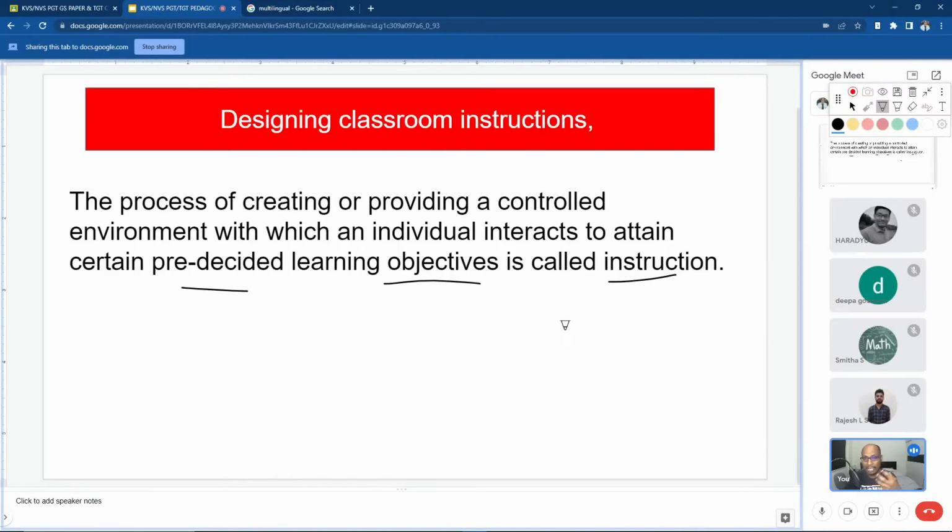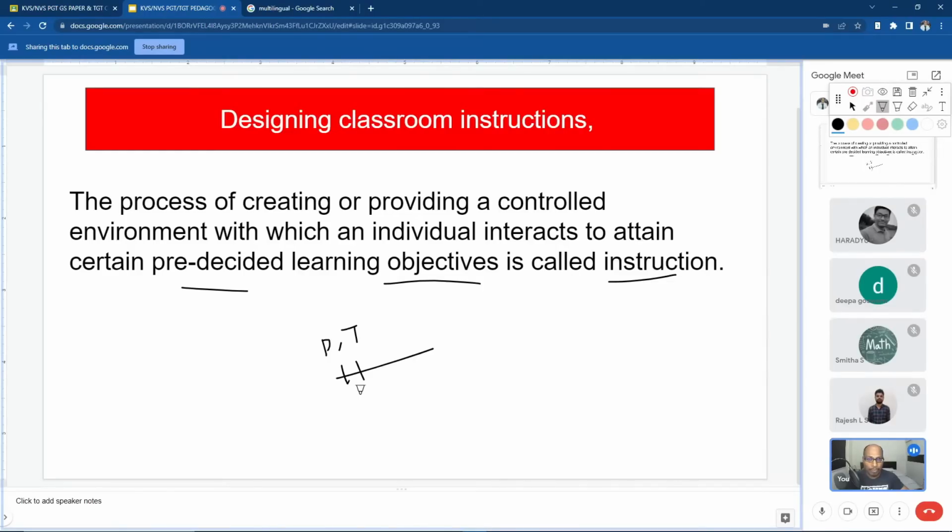So why should we design instructions in the classroom? If you don't design an instruction, unit plan, lesson plan, annual plan, then what will happen? Nobody will understand what you are teaching and nobody will understand what they are going to learn. So the process of creating or providing a controlled environment with which an individual interacts to attain certain pre-decided learning objectives is called instruction. Okay, now in the beginning we'll conduct periodic test 1. Now before winter vacation we have to complete half yearly.